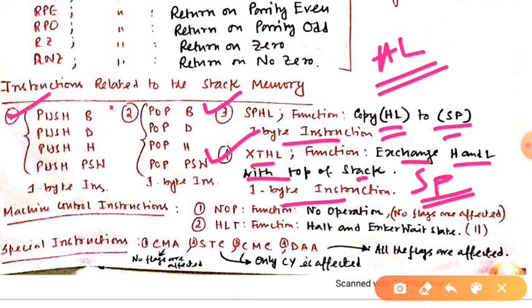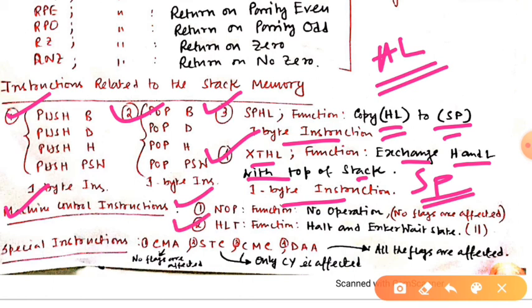Okay, so also you need to understand that in all of these instructions related to the stack memory, the push instruction, pop instruction, SPHL and XTHL instructions, the flag registers are not affected at all. So none of the flag registers are affected. Now let us understand the next group of instructions, machine control instructions.